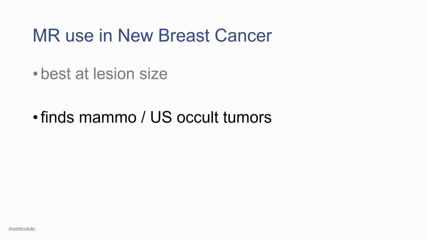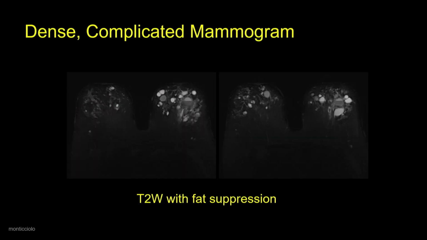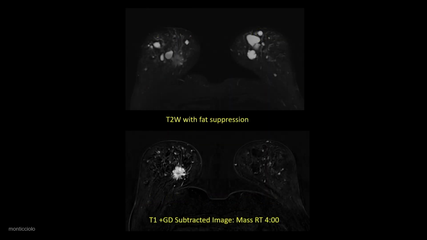It also finds tumors that are mammographically and sonographically occult. Here's a lady who has very, very dense breasts. She's got a complicated breast pattern. These are the T2s with fat suppression. You can see she has multiple masses, both sides, lots of inflamed cysts. Very confusing mammographic picture. She had some mild distortion in the right 4 o'clock position.